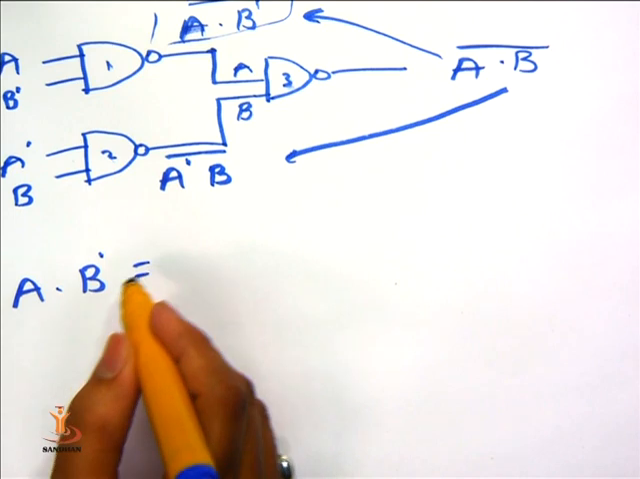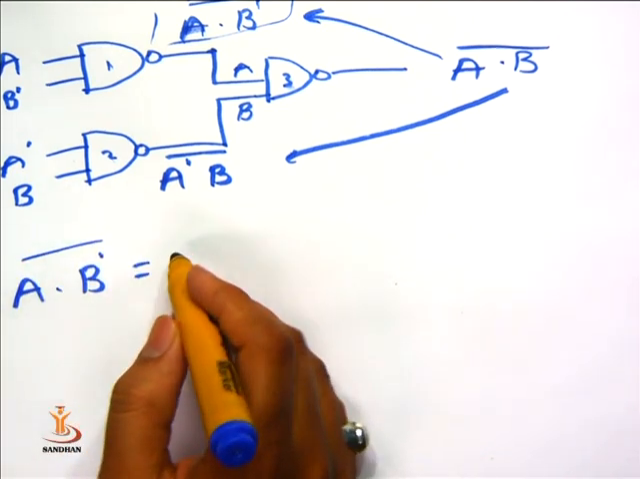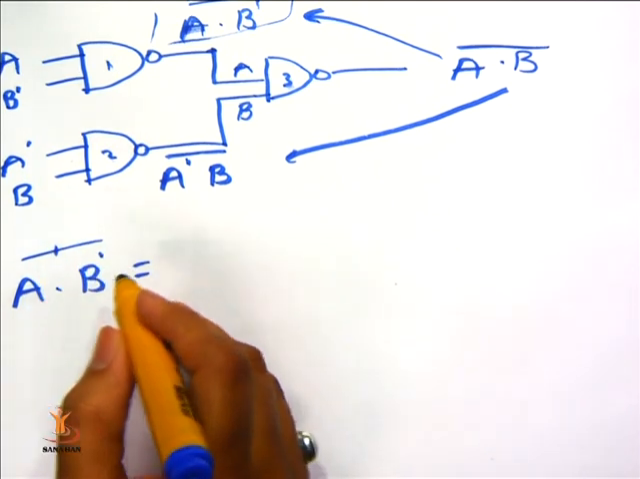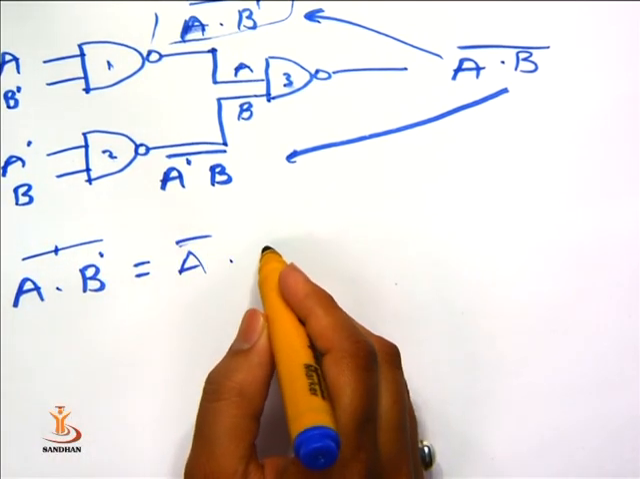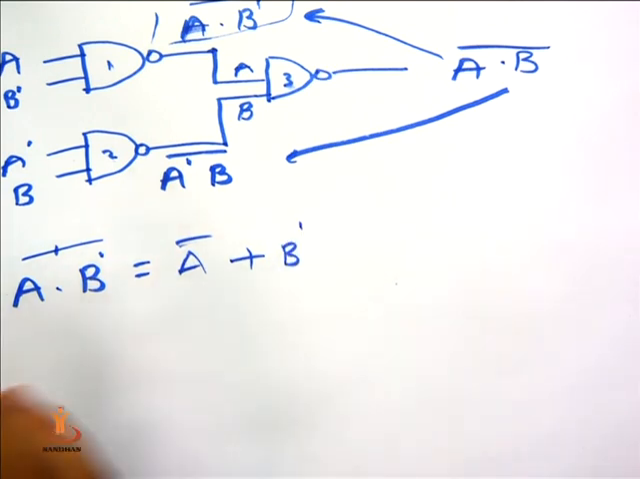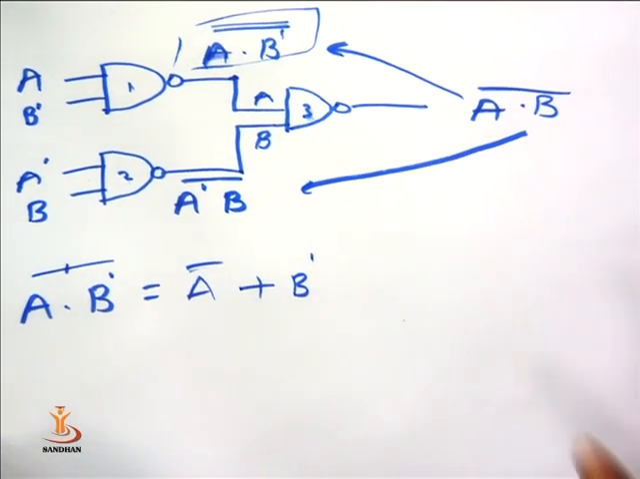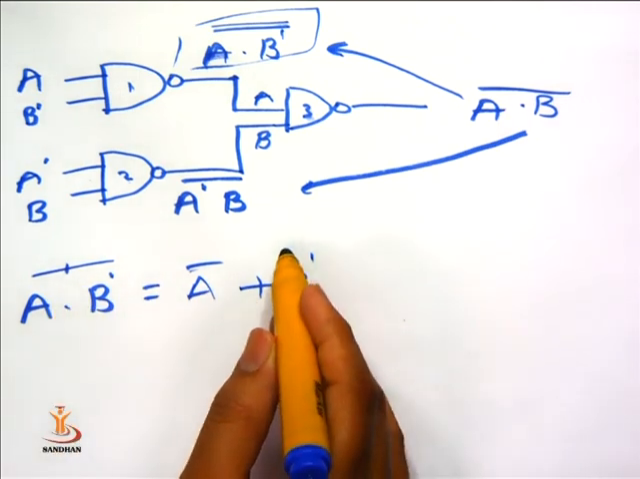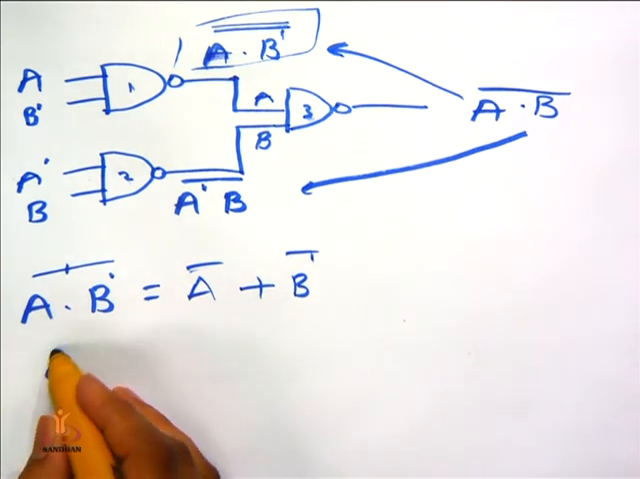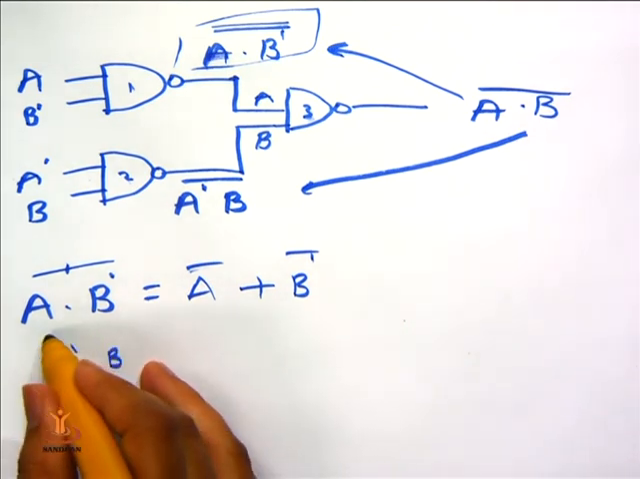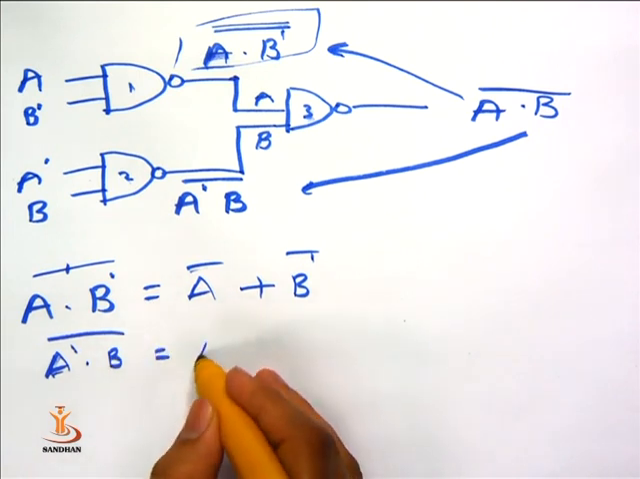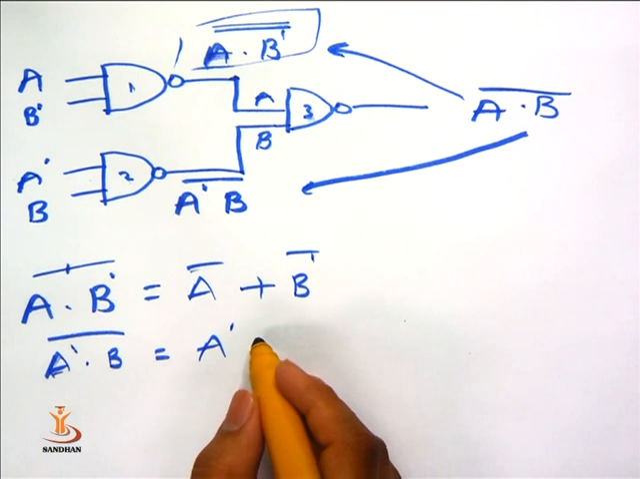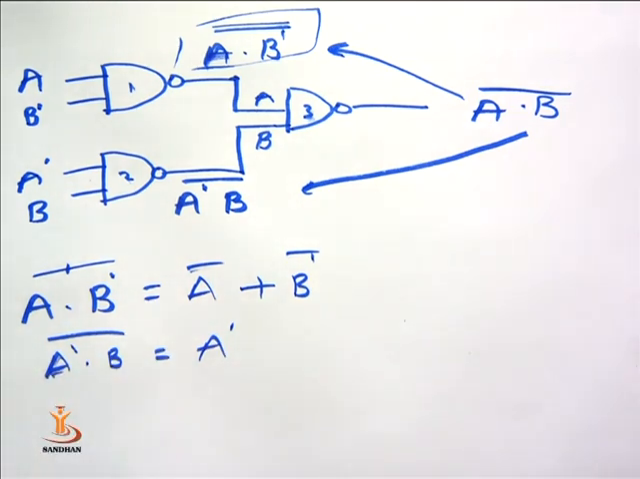From the rule of break line and change sign, A dot B bar is equal to A bar plus B bar, as well as A dash B bar is equal to A bar plus B bar. So we are able to convert AND gate from NAND gate.